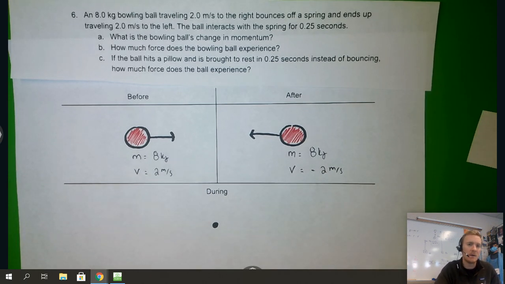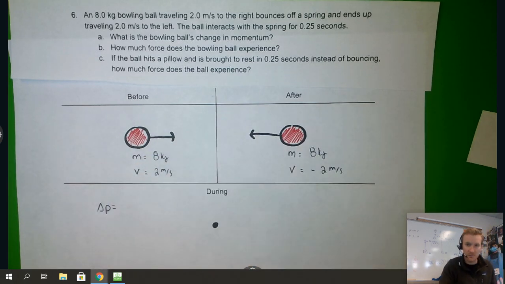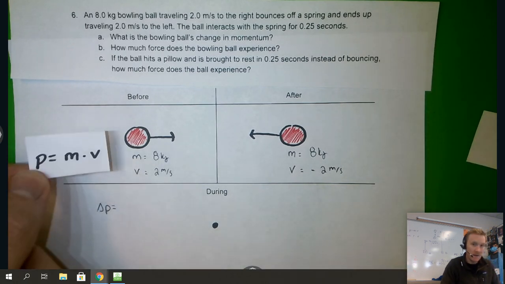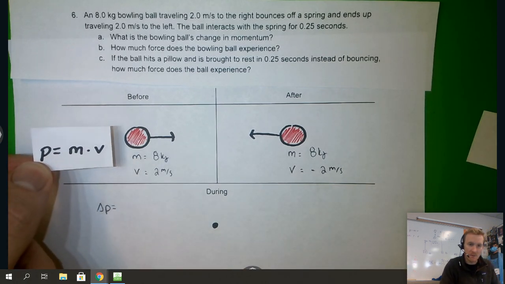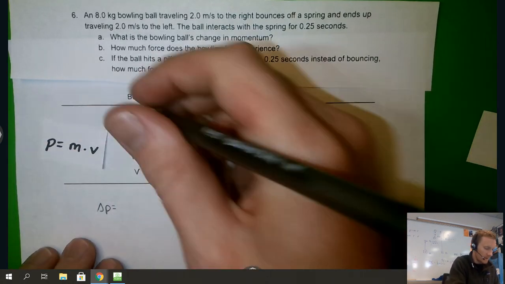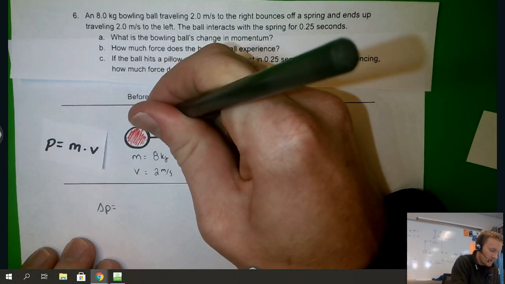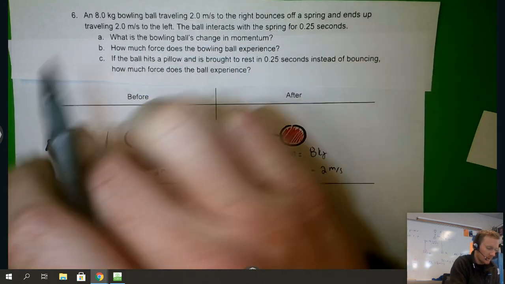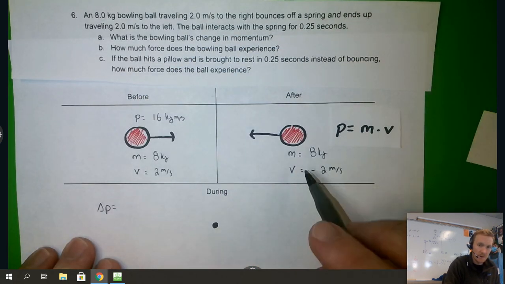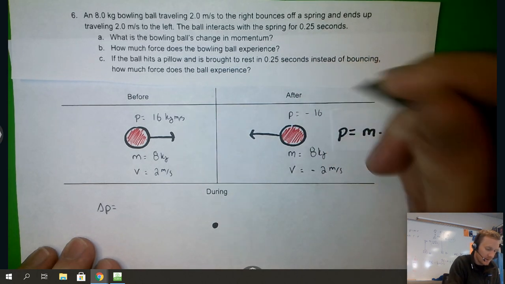Okay, and the first thing we want to know is, what is the bowling ball's change in momentum? That's really easy to figure out. Remember, if we have the mass and velocity of an object at any point, we can calculate its momentum. So we can do that before and afterwards. The initial momentum is 8 times 2, so that is 16 kilogram meters per second, right? And then the final momentum, 8 times negative 2, so that would be negative 16 kilogram meters per second.